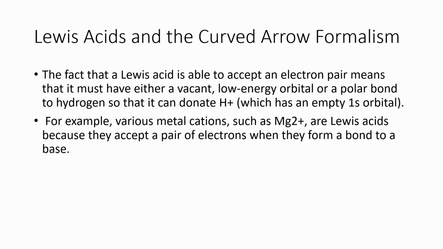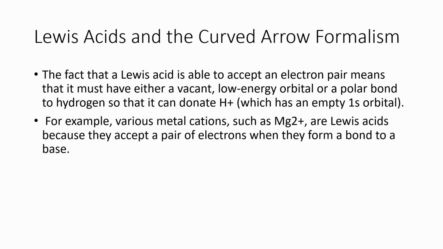So for Lewis acids and the curved arrow formalism, the fact that a Lewis acid must be able to accept an electron pair means that it must have either a vacant low energy orbital or a polar bond to hydrogen, so that it can donate a hydrogen ion, which has an empty 1s orbital. For example, various metal cations such as magnesium cation are Lewis acids because they accept a pair of electrons when they form a bond to a base.